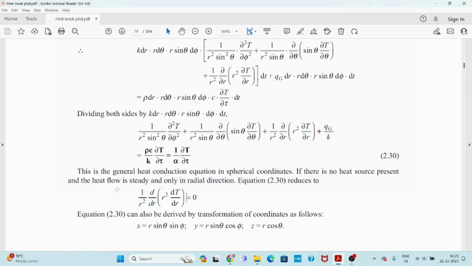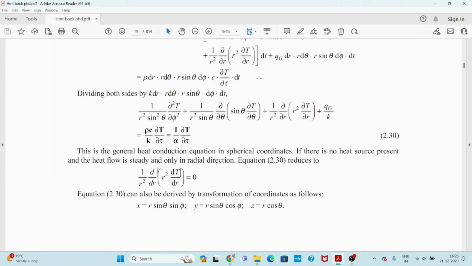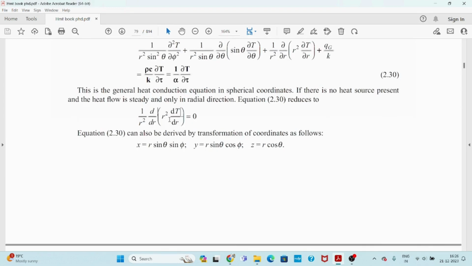This will be sufficient for you in case of studying only the radial direction. What is the condition for this equation? This equation reduces to this if there is no heat source present and heat flow is steady and only in the radial direction. In this case, you will use this formula directly. So no need to memorize all of this. Just remember this.